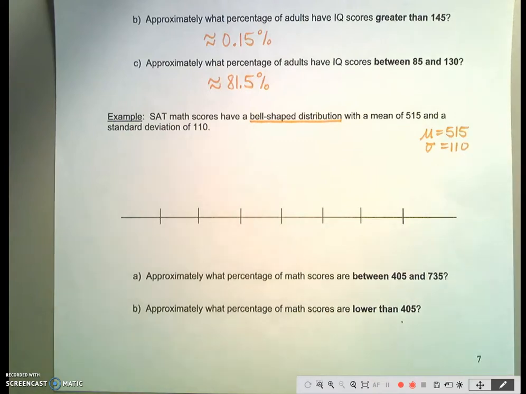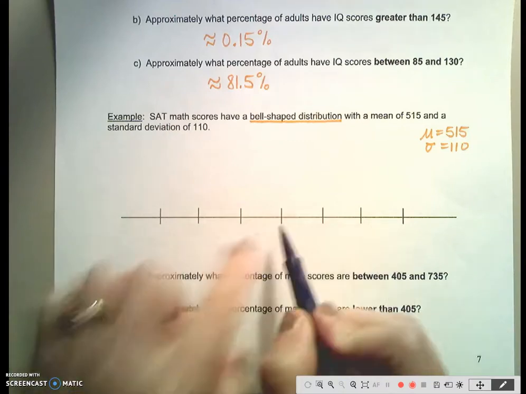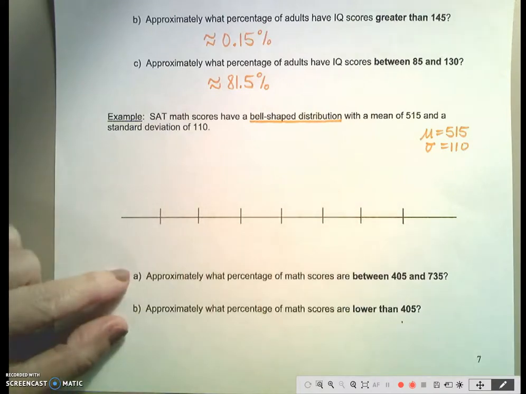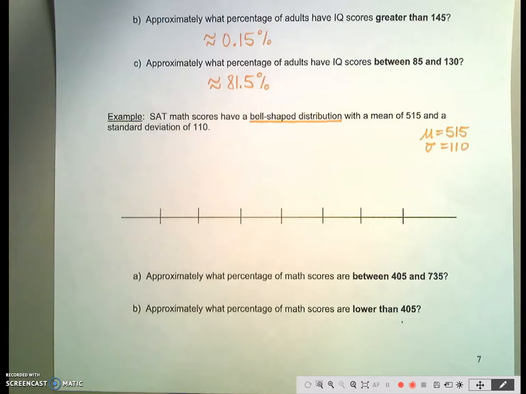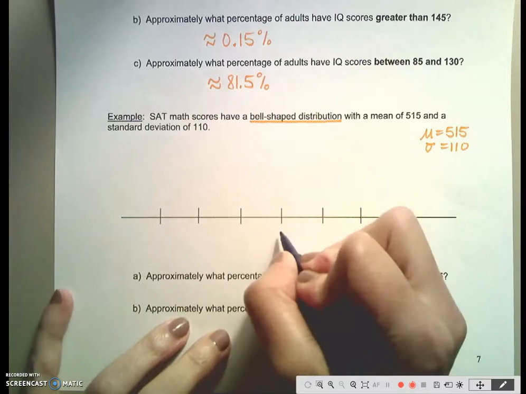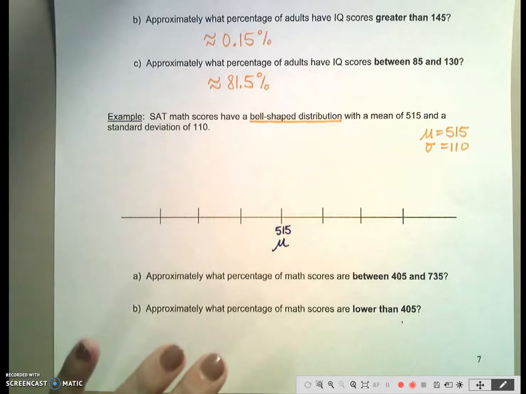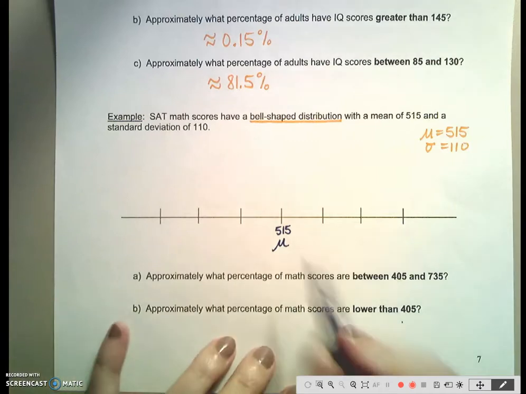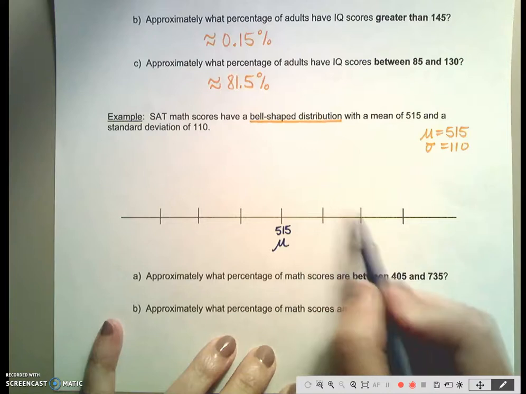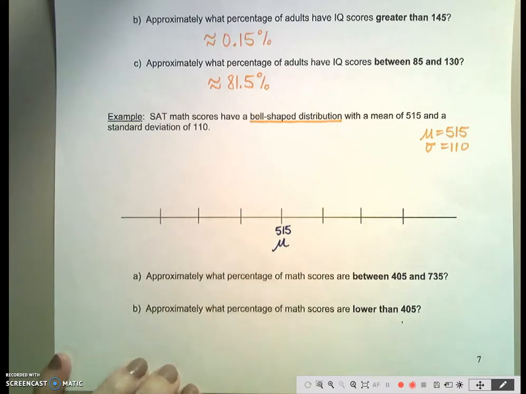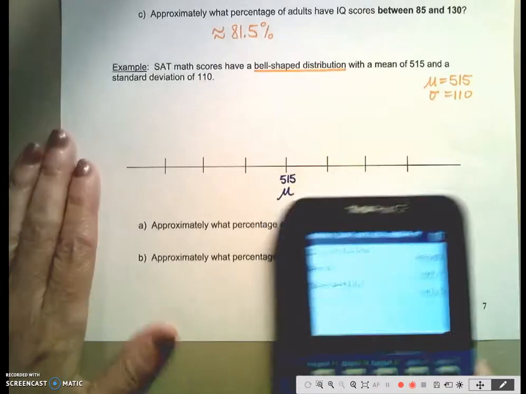So what I would like you guys to do, and you can pause the video and try it on your own, but you want to label your parameters, draw the curve, label your percents, and then try to answer the two questions. So I'm going to draw the picture. I'm not going to talk a whole lot while I do it, but you really should try one on your own. And then you can check against mine. So we'll start you there. There's your mean, 515. And remember, you add 110, add 110, add 110, and then you subtract 110, subtract 110, subtract 110. So I'm going to do that and not talk.